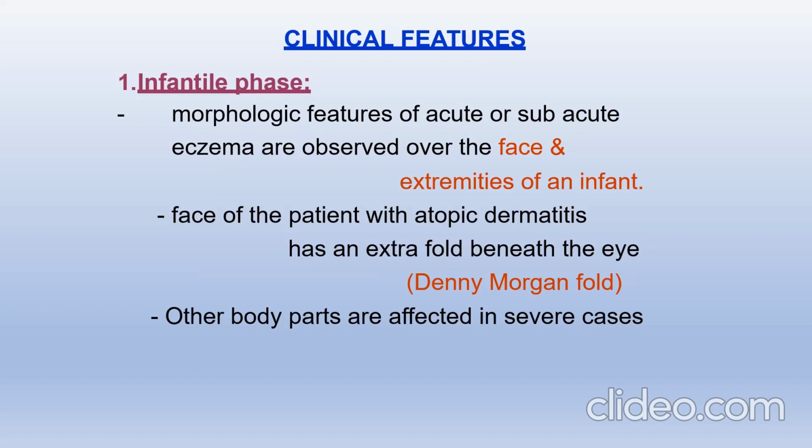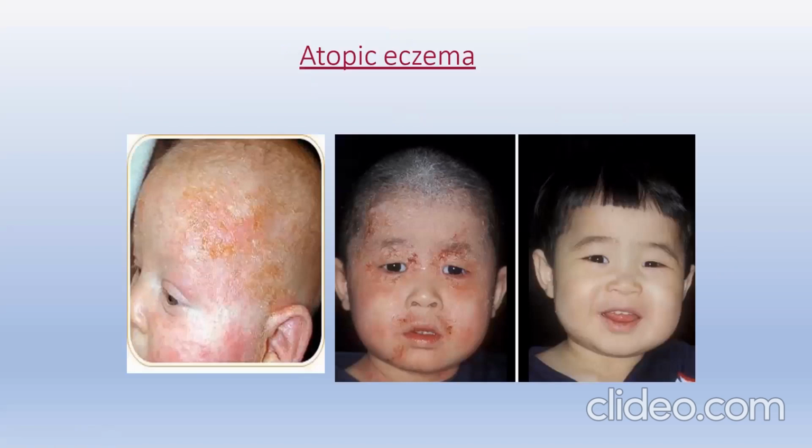So in first infantile phase, the main rash or main eruptions are observed on the face and extremities of an infant. And on the face, these infants have extra fold beneath the eye, which is called Denny-Morgan fold. And other body parts are affected in severe cases. So you can see in the image, atopic eczema.